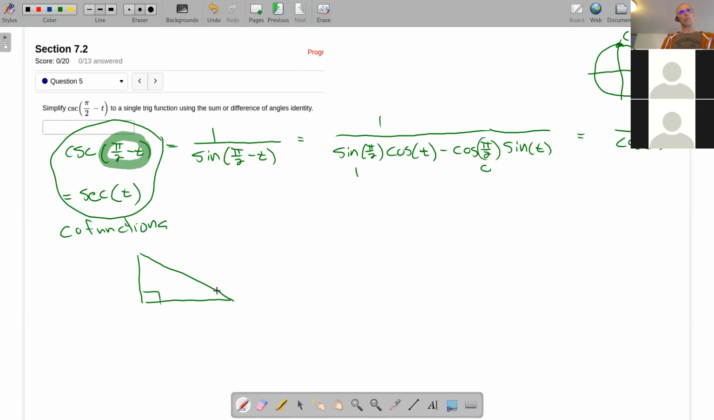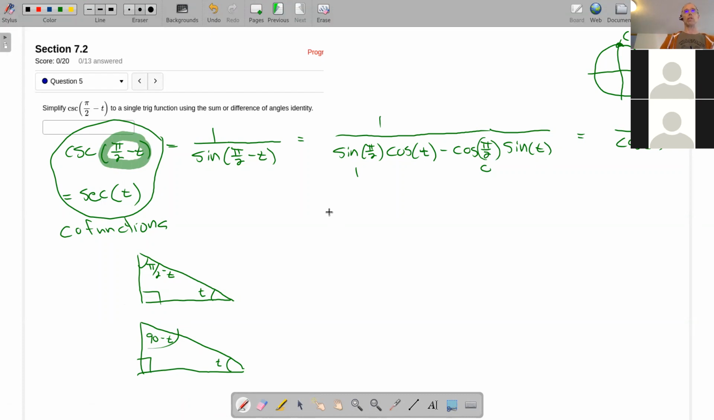Here we have a right triangle. If I claim this angle is t right there, then this angle in radians has to be pi over 2 minus t. If we did that same thing in degrees, 90-degree angle here, pi over 2. If this angle is t, this would be 90 minus t. And what happens there is the opposite and adjacent sides switch places. So that means sine and cosine switch places. Secant and cosecant switch places. Tangent and cotangent switch places. And that's this: pi over 2 minus the variable is always going to switch to the cofunction.